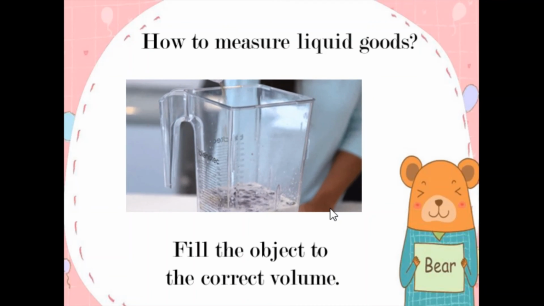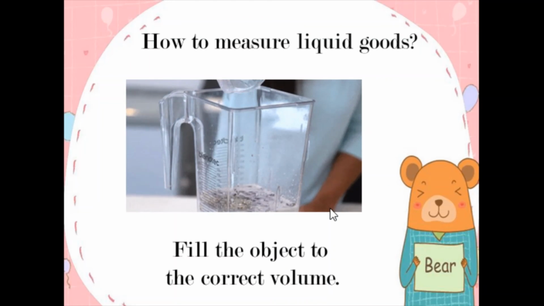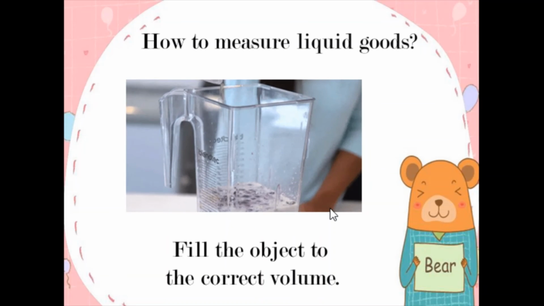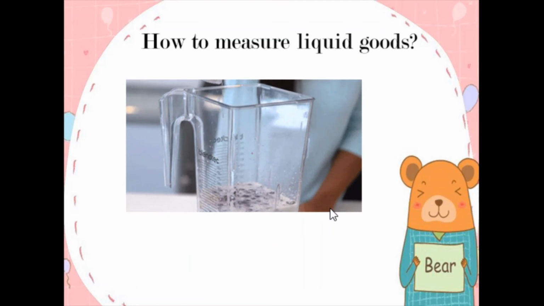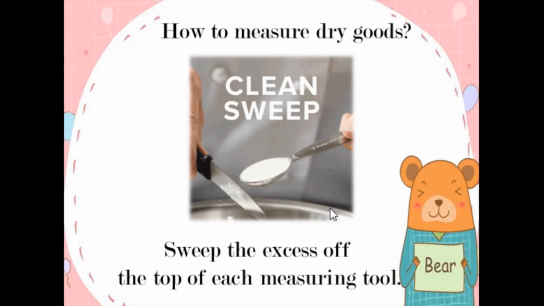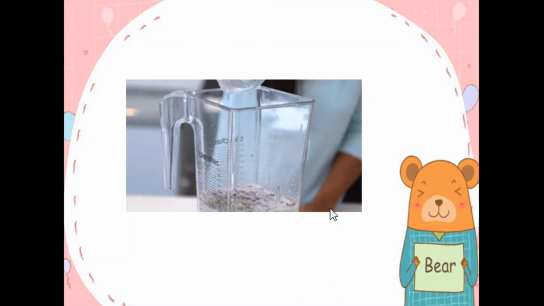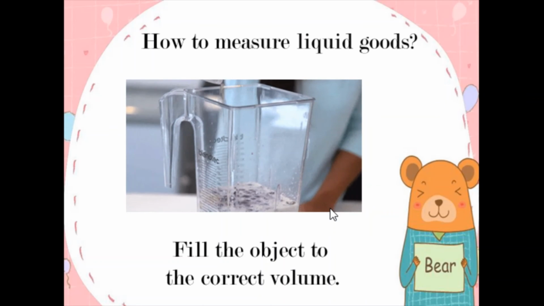Tools. For dry goods, you have bucket, liter measure, measuring cup, teaspoon or tablespoon. For liquid goods, measuring cup, graduated cylinder, and oil measure with spout. When you measure dry goods, make sure to sweep off the excess of the measuring tool, and for liquid goods, fill the object to the correct volume.